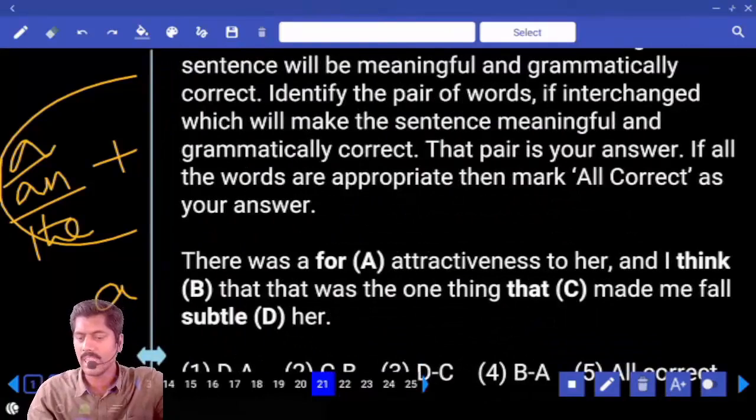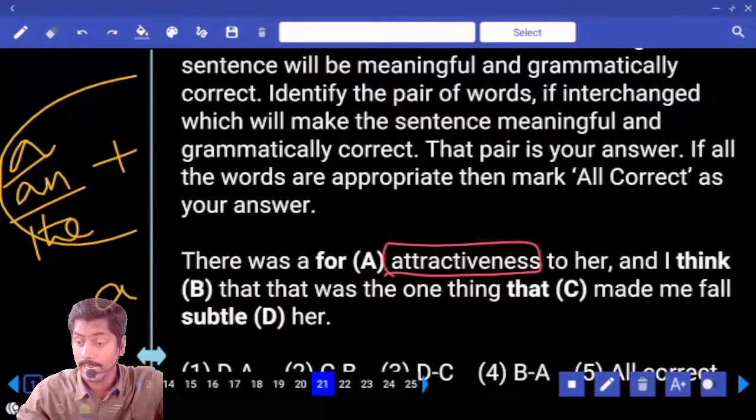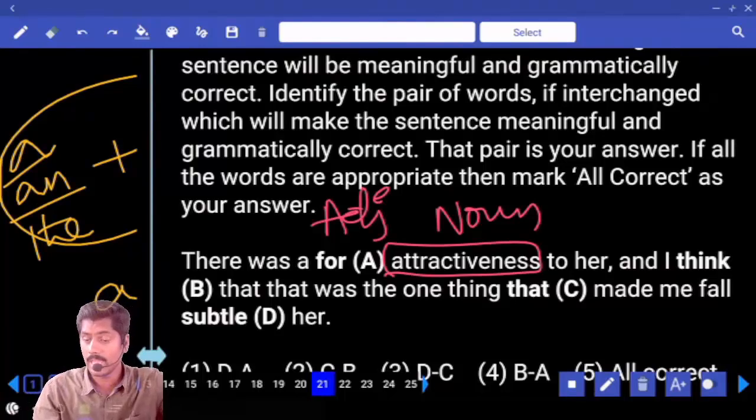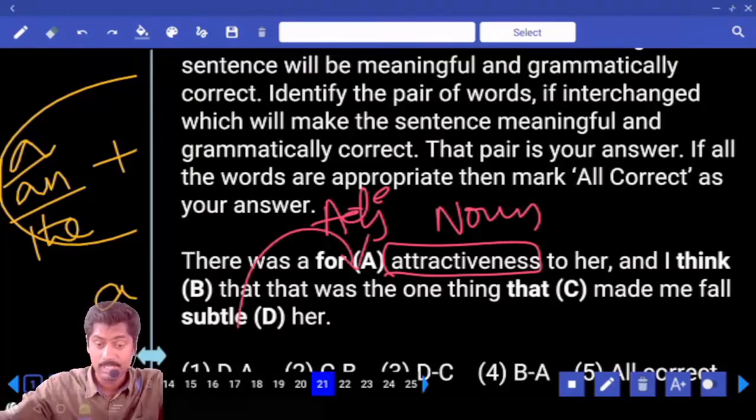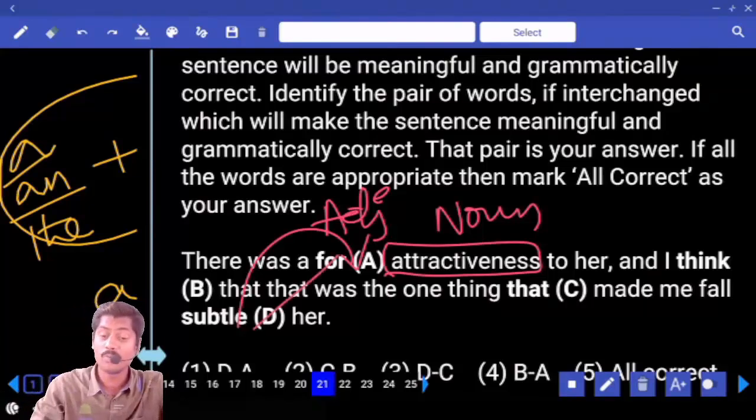So, "A for attractiveness", no. "A think", no. What is given after the bold word? Attractiveness. NESS means noun. So I need what here? "A think attractiveness", "A that attractiveness is subtle". Yes. There was a subtle attractiveness to her, and I think that was the one thing that made me fall for her.